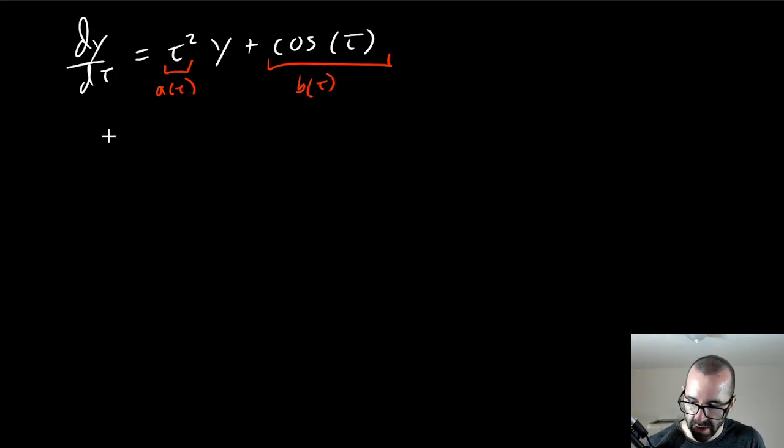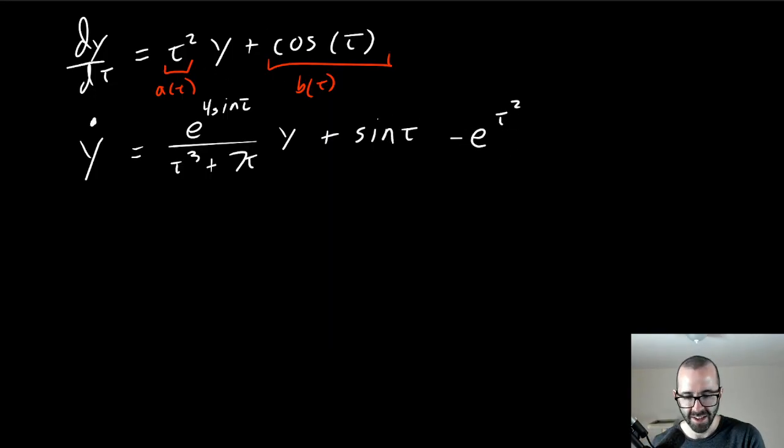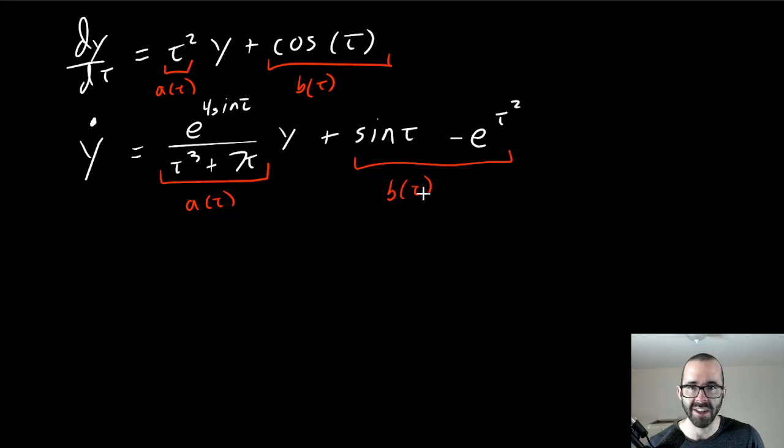We could look at a different differential equation, y dot. Again, remember, y dot means the derivative of y with respect to time. It's not prime. Prime is any derivative. The dot specifically denotes with respect to time. That could be e to the 4 sine of t, all divided by t cubed plus 7t, times y, plus the sine of t minus e to the t squared, right? It can really look much worse than what we had. But again, this is just some function of t. And this is just some other function of t. So it's still a times y plus b is equal to the derivative.